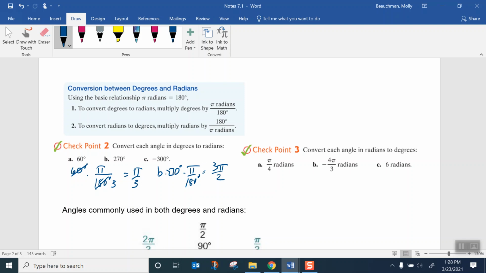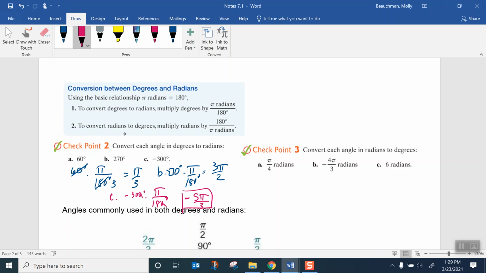And then negative 300 times pi over 180 degrees. We get, cancel your fraction. Let's see, the zeros cancel. 30 over 18 would be the same as, let's see, 6 goes into both. So that would be negative 5 pi over 3. So that's converting degrees to radians.